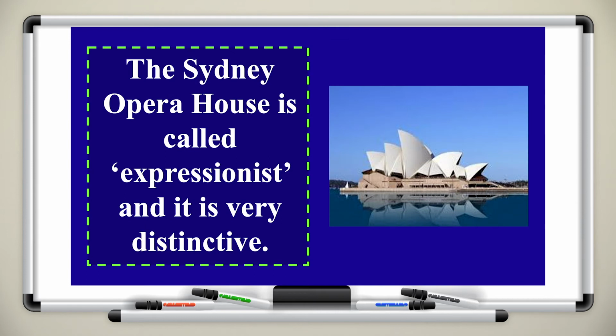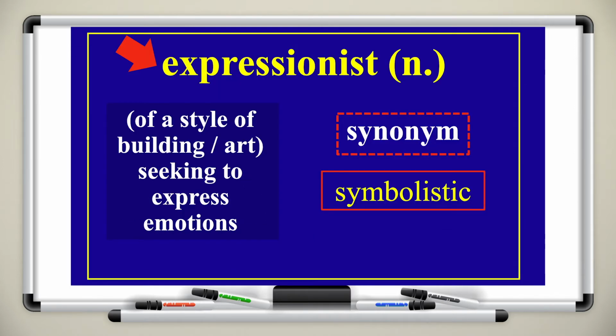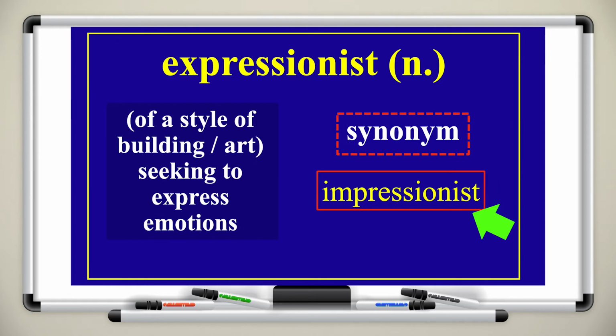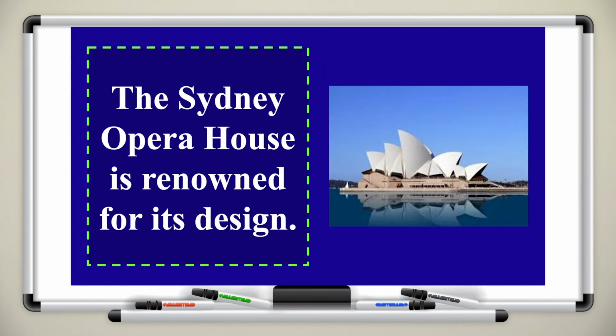The Sydney Opera House is called expressionist and it is very distinctive. This is a new vocabulary item as well. Expressionist is a noun and it means of a style of building or art seeking to express emotions. Another word for expressionist is impressionist. The Sydney Opera House is renowned for its design.